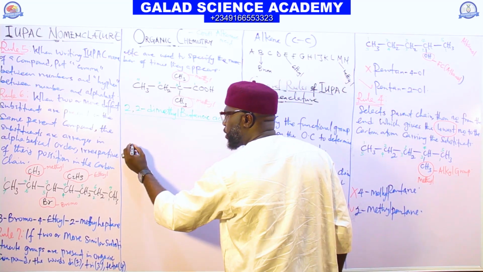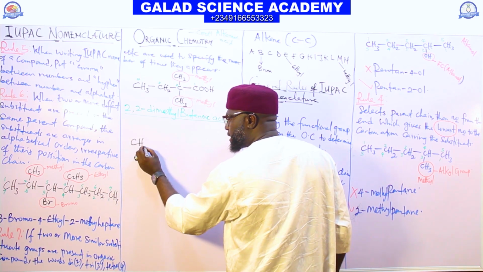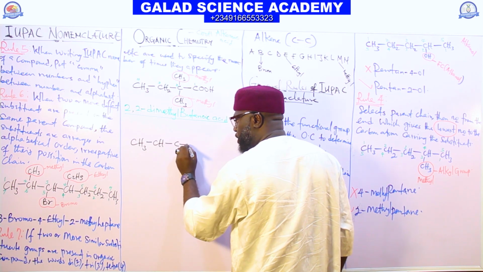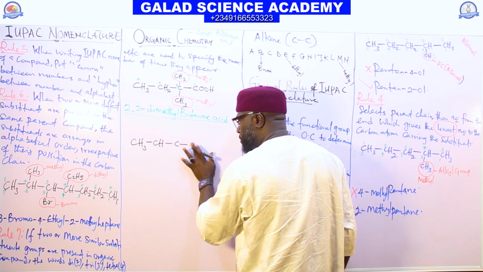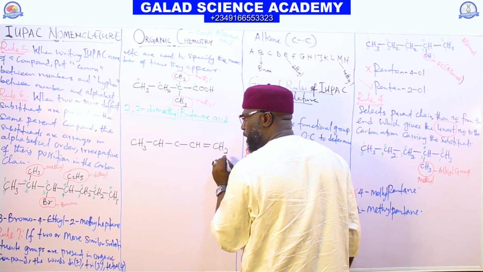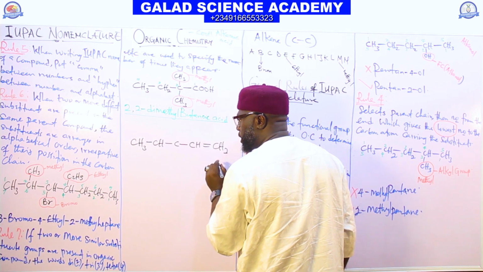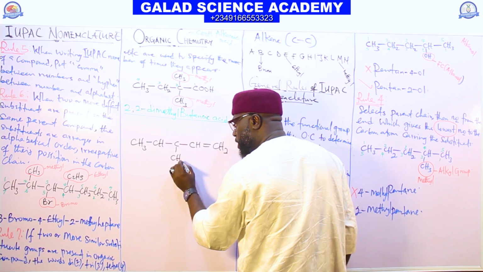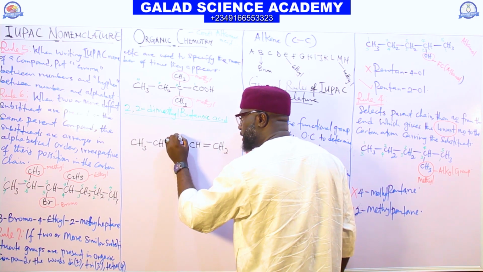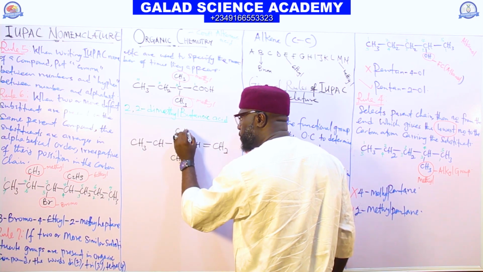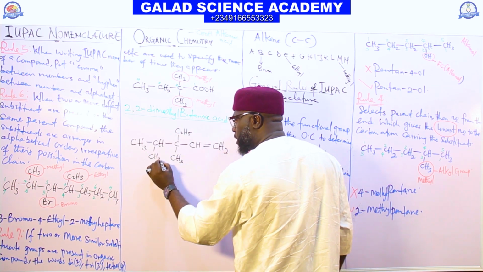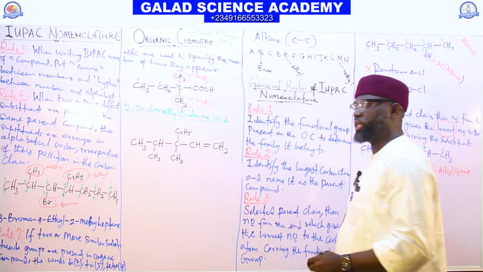In case we have a compound like this: CH3, CH, CH, CH, double bond, CH. At this side, I decide to put CH3 here. At this side, I decide to put C2H5. At this side, I decide to put CH3. We are now asked to name it.